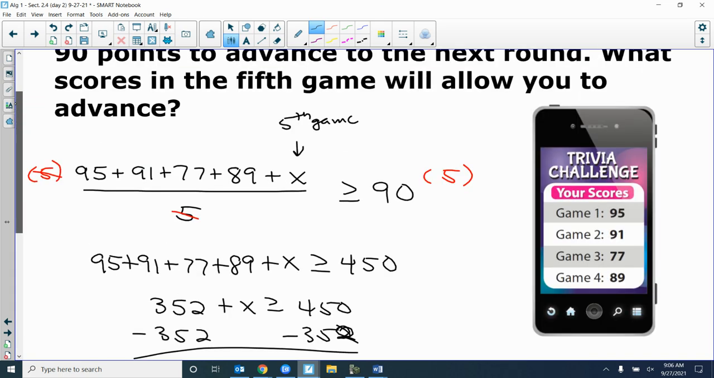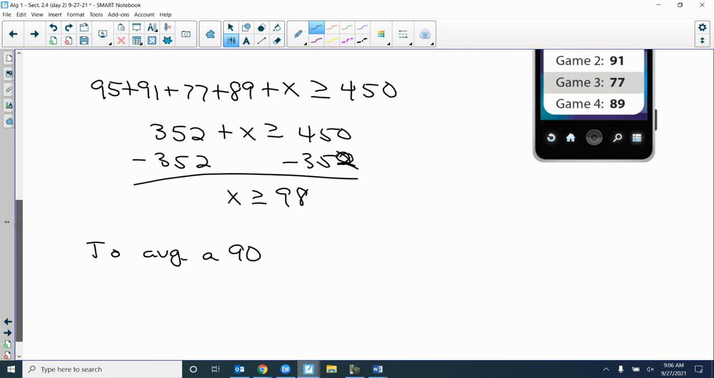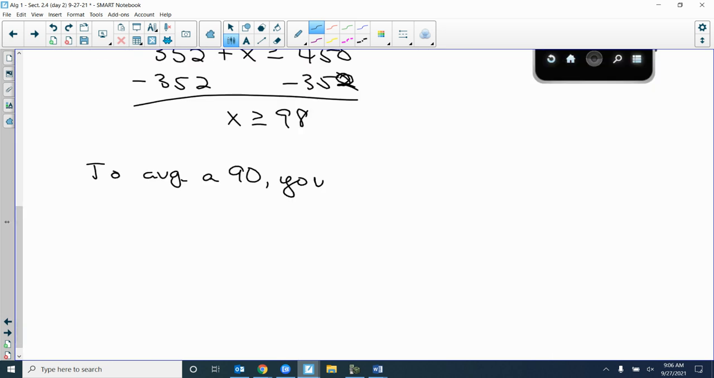Who is the person here? You must. I'm going to say so, to average at least 90, you must score a 98 or higher. You can get higher. Is saying that or higher important? Absolutely. You got to have that or higher in there. You just can't say 98, because of the wording of the problem. Now, for a lot of those, you got to have a statement, not just that value.